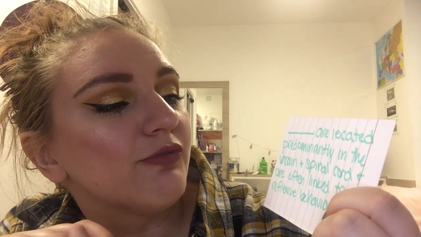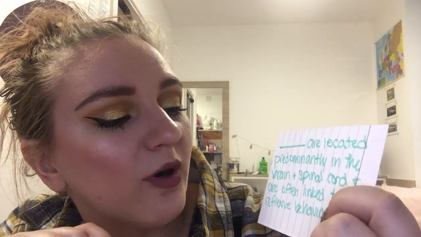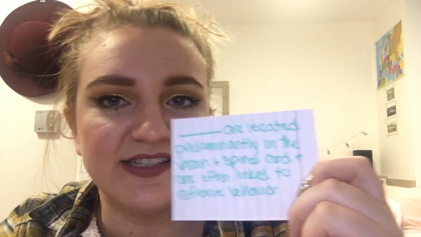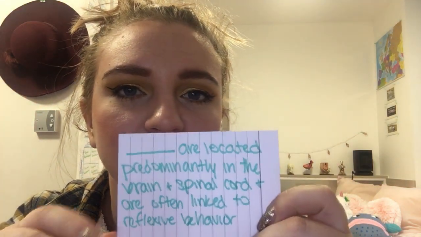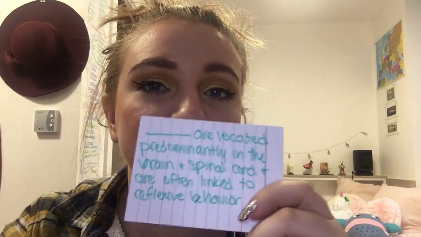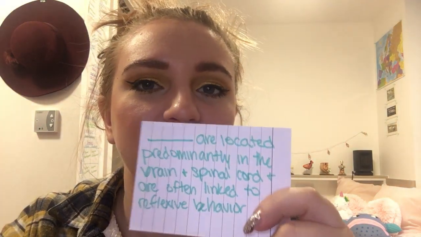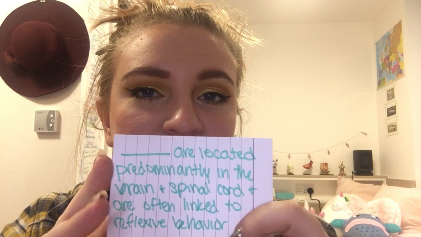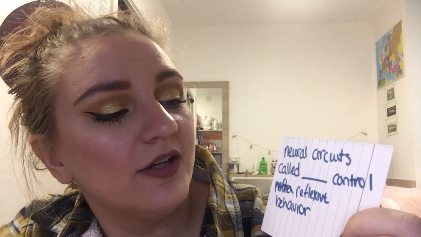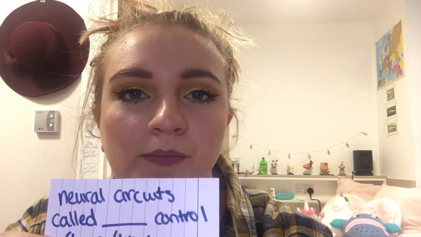Blank are located predominantly in the brain and spinal cord and are often linked to reflexive behavior. I'll give you a little hint. So there were three types of neurons that we talked about. We talked about the motor, we talked about the sensory, and then this is the third kind. So this is the interneurons. Neural circuits called blank control reflexive behavior. That's the reflex arcs.